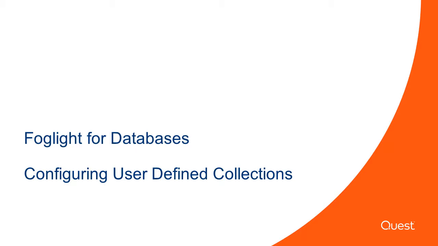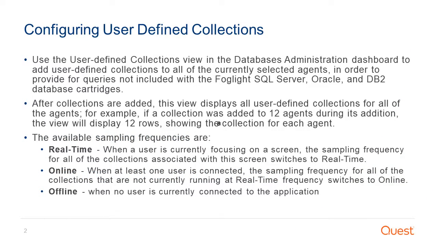This video will review how to create user-defined collections for database agents. You can use the user-defined collections view in the database's administration dashboard to add user-defined collections to all of the currently selected agents in order to provide for queries that are not included in the Foglight database cartridge. After collections are added, this view then displays all of the user-defined collections for all of the agents. For example, if a collection was added to 12 agents during its addition, this view will display 12 rows showing the collection for each agent.